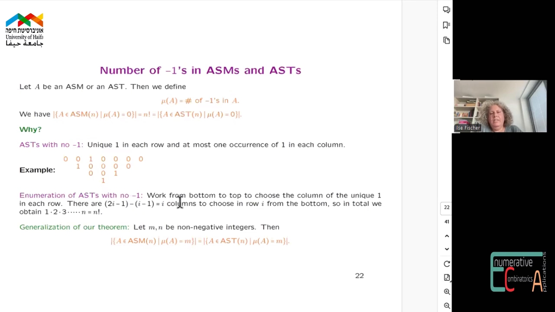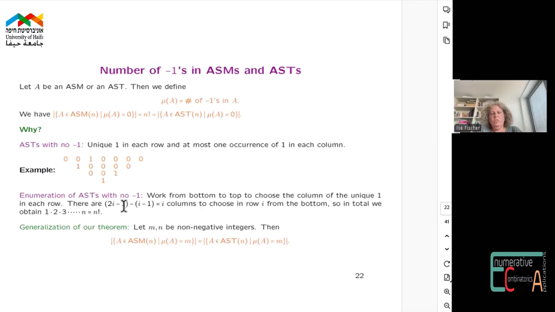So there has to be at least one 1, and there cannot be more than one 1, because there cannot be a -1 in between. And then we have to have at most one occurrence of a 1 in each column. So for each row, you choose a 1, and for each column, at most one 1. So here's an example of such an object.